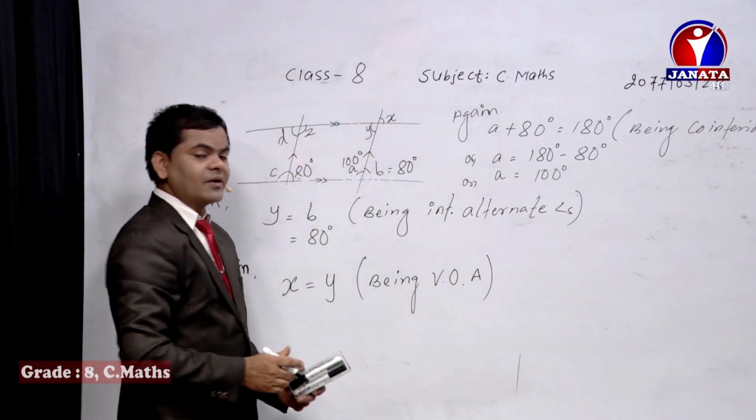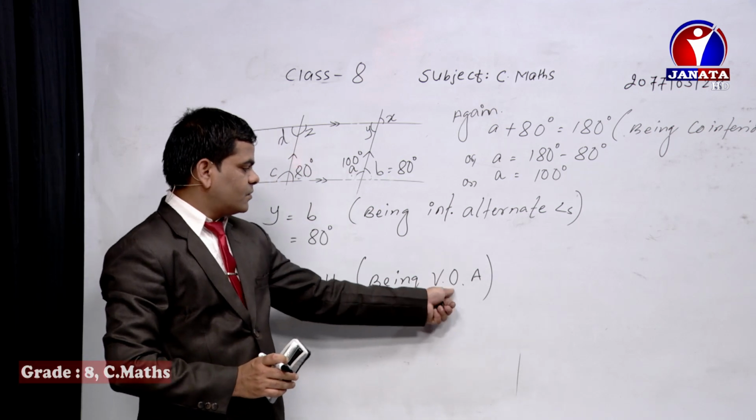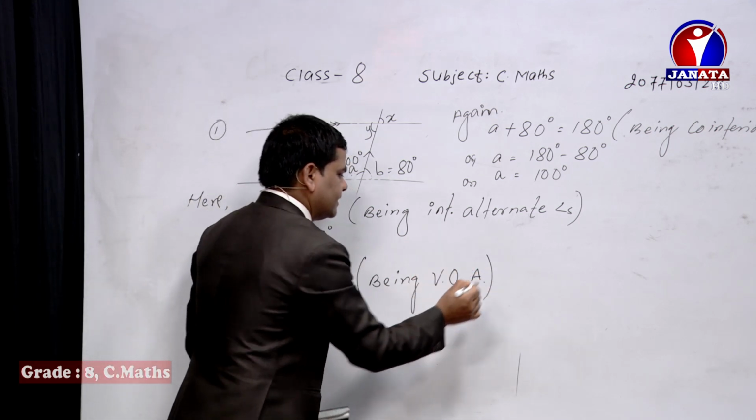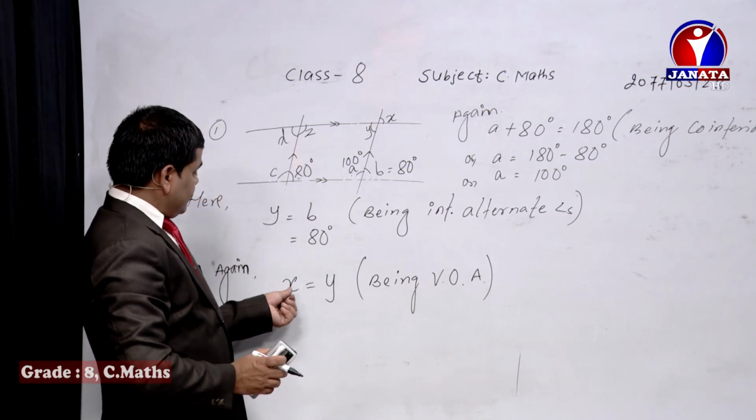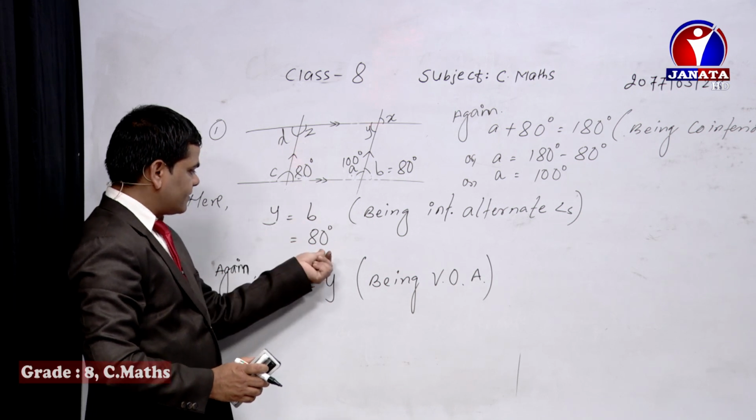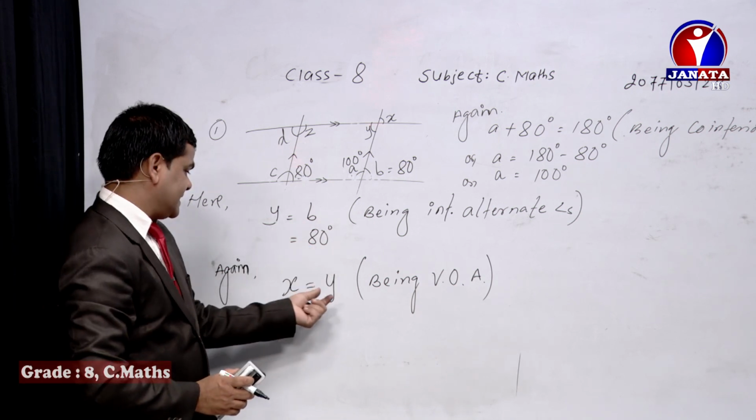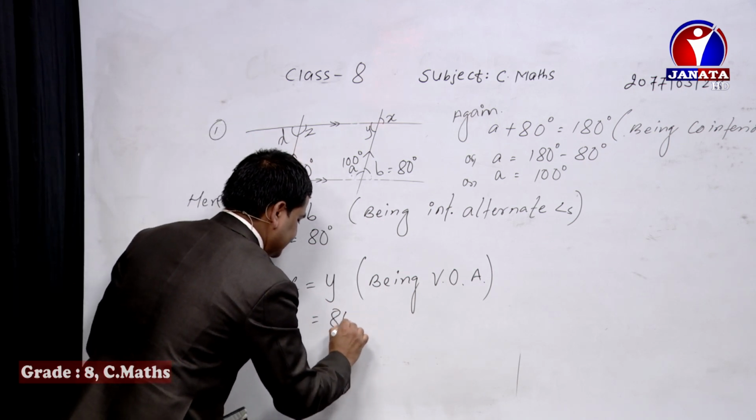They are vertically opposite angles. You can write in the short form as V dot O dot A dot to represent vertically opposite angles. And the value of y we have got as 80 degree. Look at here, we have already found the value of y as 80 degree. So you can write x equals 80 degree also.